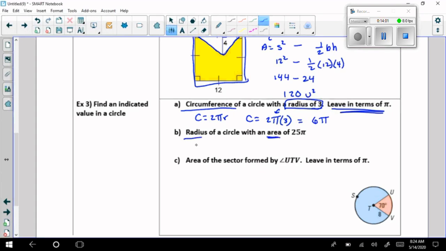Radius, given area, we're just working backwards. But same thing, write down your formula, plug in what you have, and solve for what you don't. So this time we have the area, so we plug that in for A. So we have 25 pi is equal to pi times r squared. And then we solve. So the pi's we divide off and they cancel out. And so r squared is equal to 25. So r equals 5.